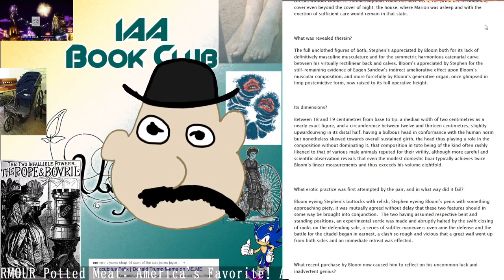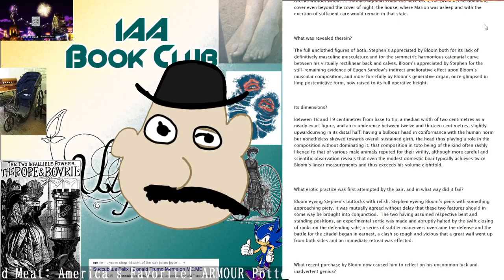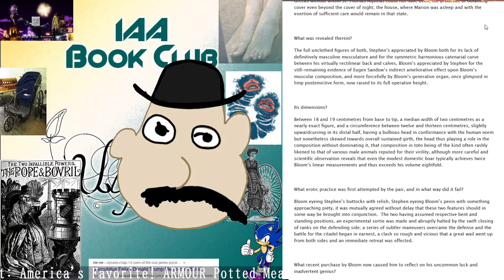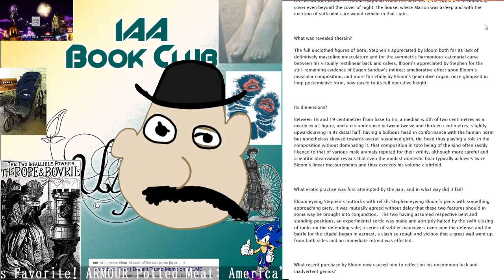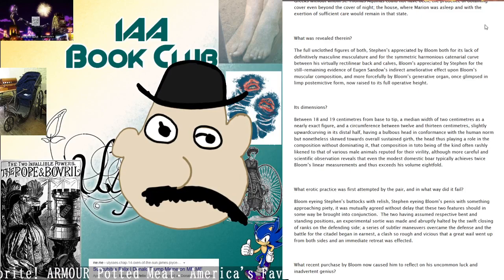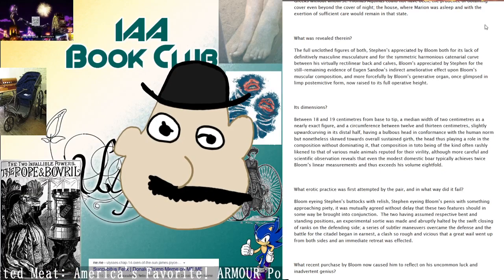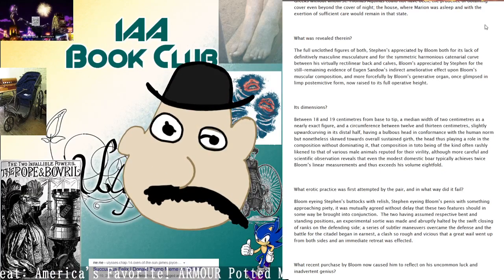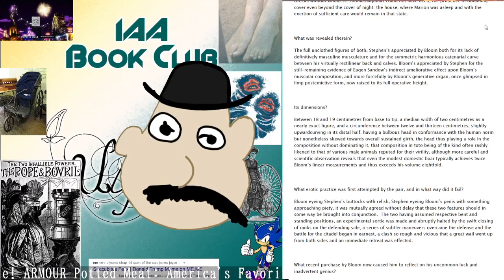What was revealed therein? The fully unclothed figures of both. Stephen's appreciated by Bloom both for its lack of definitively masculine musculature and for the symmetric harmonious quaternarial curve between his virtually rectilinear back and calves. Bloom's appreciated by Stephen for the still remaining evidence of Eugen Sandow's indirect ameliorative effect upon Bloom's muscular composition.